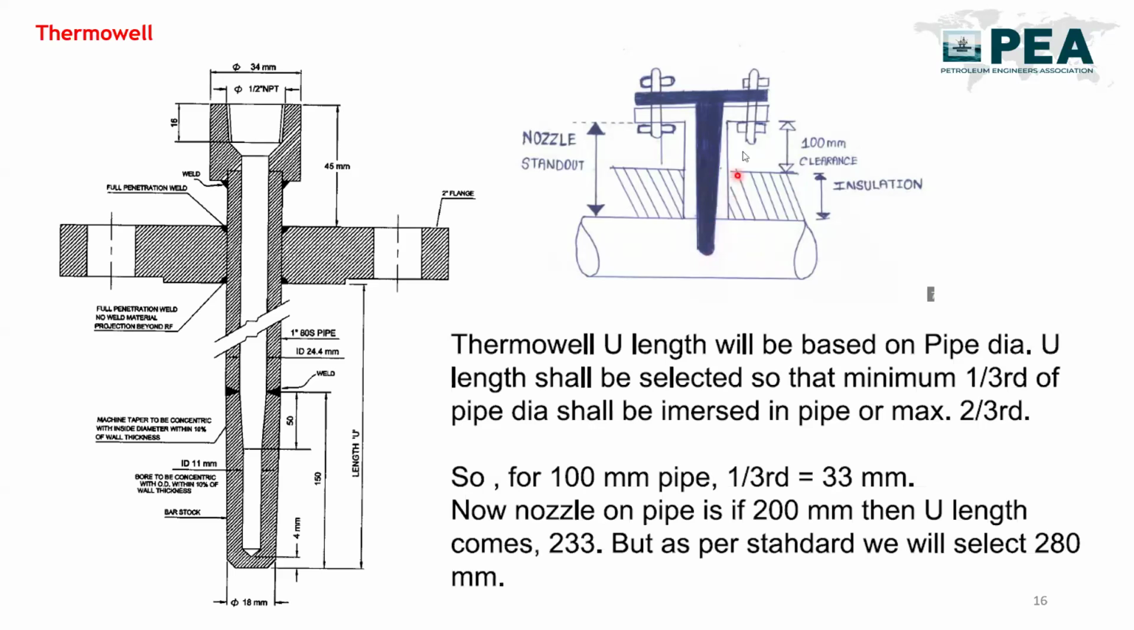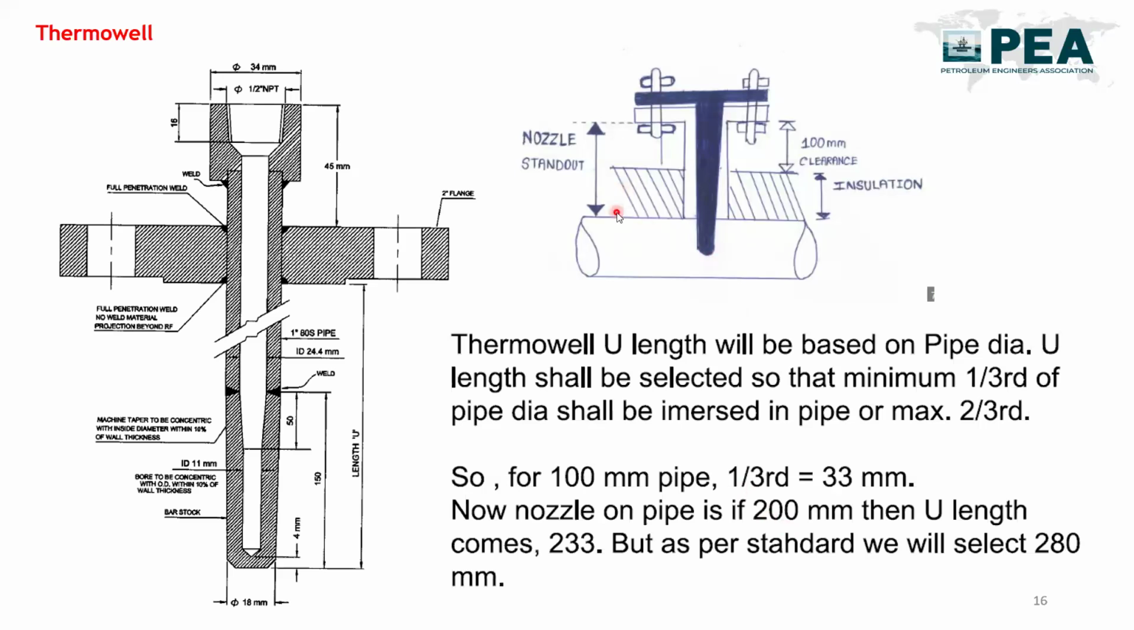Now the thermowell nozzle length will be added to this for calculating the U length. The nozzle length will depend on the project. If your project has insulation, you will have to keep the nozzle a little bit longer. If there is no insulation, you can keep the nozzle shorter. This nozzle length varies from 100 mm up to 250 mm, depending on the philosophy we are using in the project. So the total length, that is immersion length plus nozzle length, will be the thermowell U length.